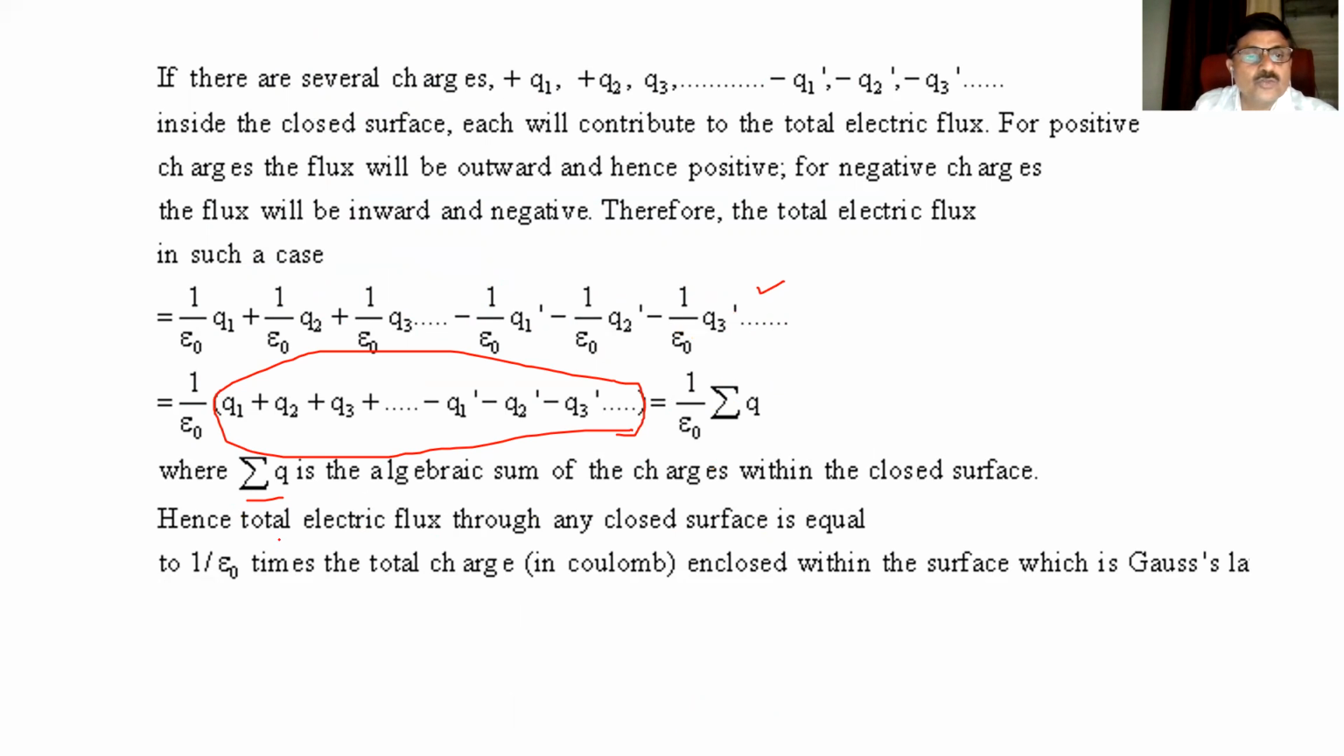So that means the total electric flux through any closed surface is equal to 1 upon epsilon 0 times the total charge enclosed within the surface. This is called the Gauss law. This is a very important theorem, and we have to study many more things in electrostatics which are based on the Gauss theorem. So this is a very important law. I think you might have understood this.